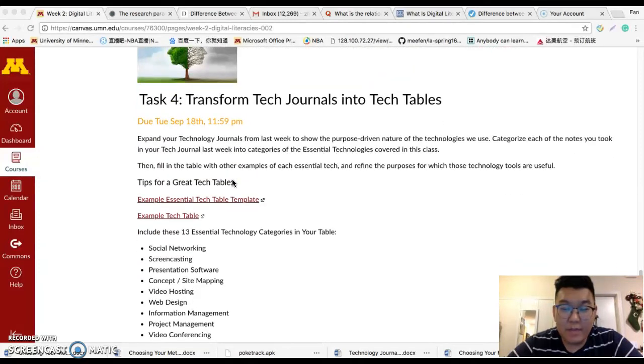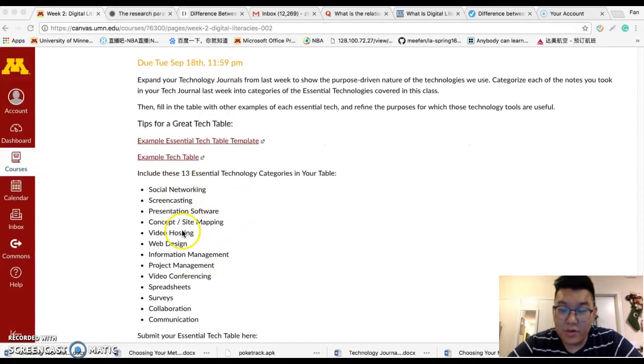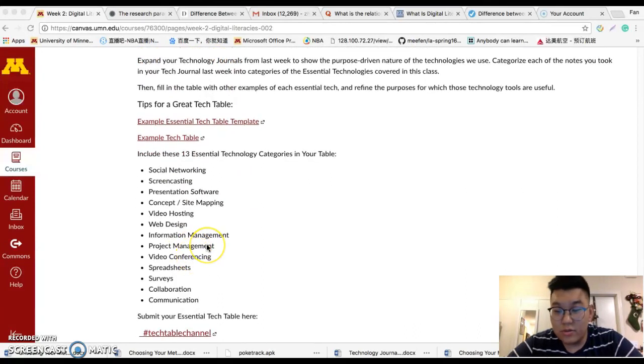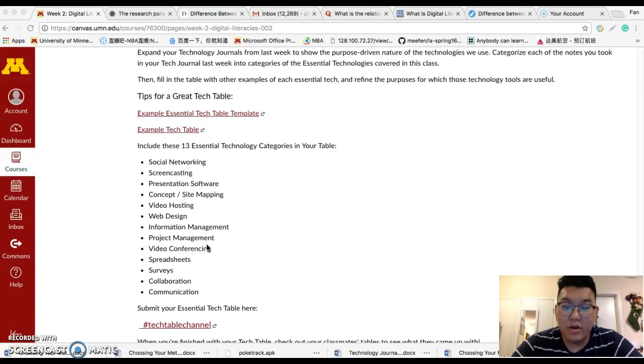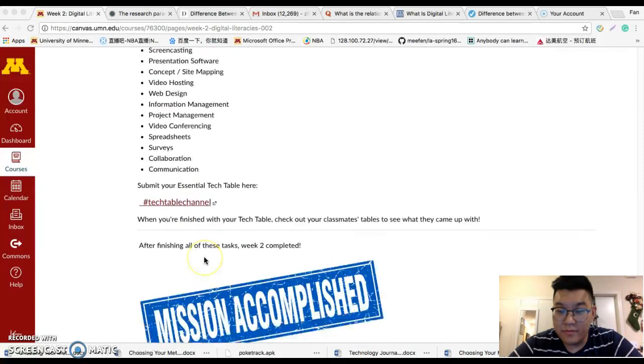The last assignment this week is to transform tech journals into tech tables. The tech table is more like our advanced level, which can help you have more chance to share your tech experience. There is one example here. These are the categories that can be used in your tech tables, but you do not need to use all of them. Just try to think about all of the technologies that you have used before. After finishing the table, share it in the tech table channel.